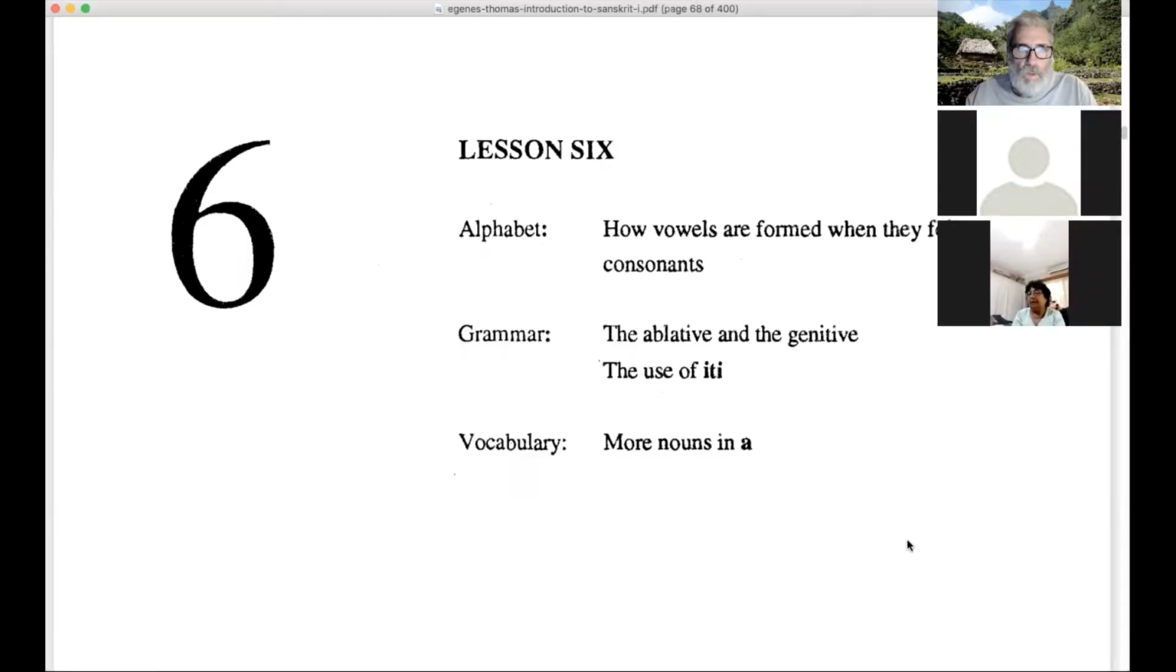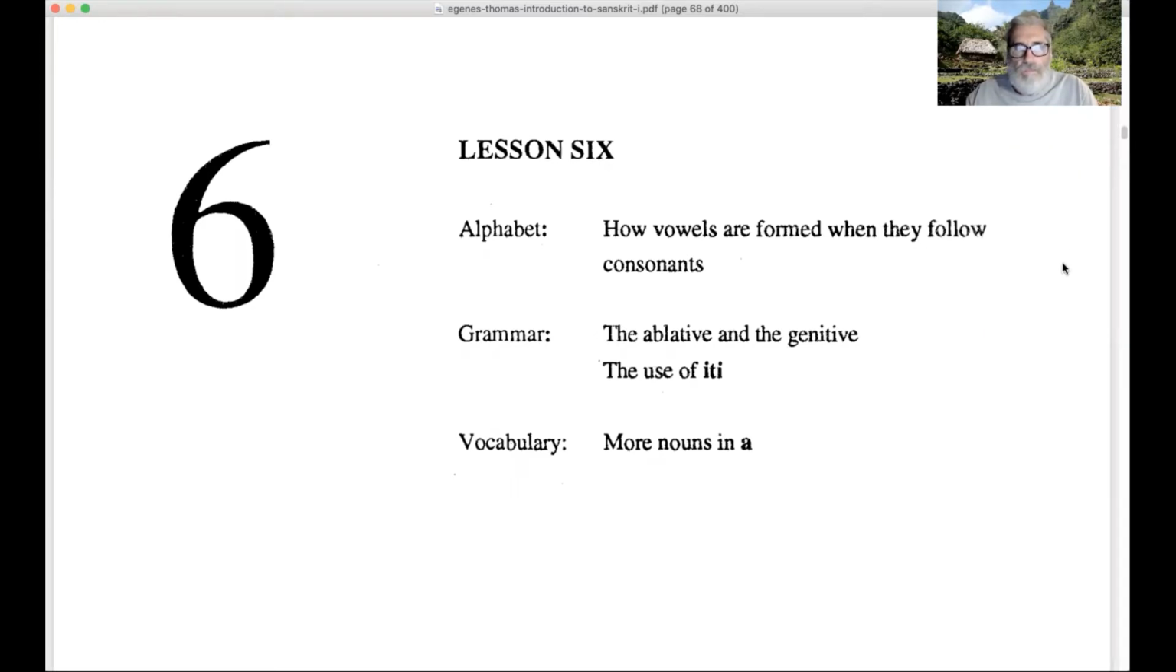The next cases we're going to learn are ablative and genitive. Okay, so let's have a look at Lesson 6. He covers how vowels are formed when they follow consonants. So those of you who don't know Devanagari, go and learn Devanagari, because we're not going to cover that part here.